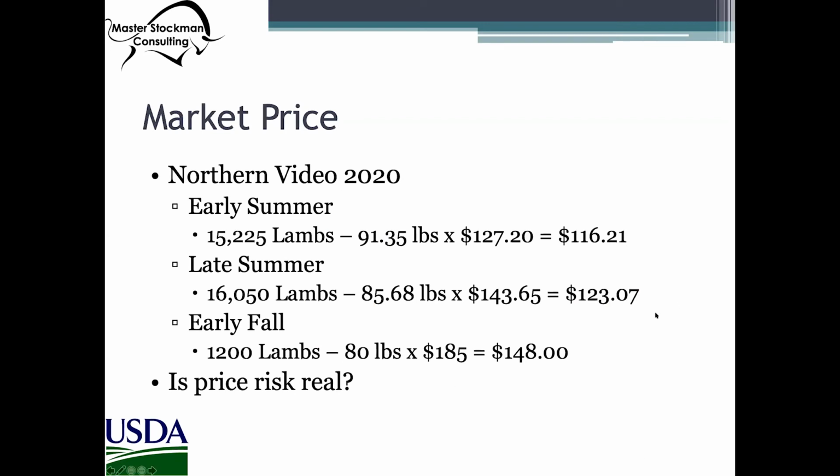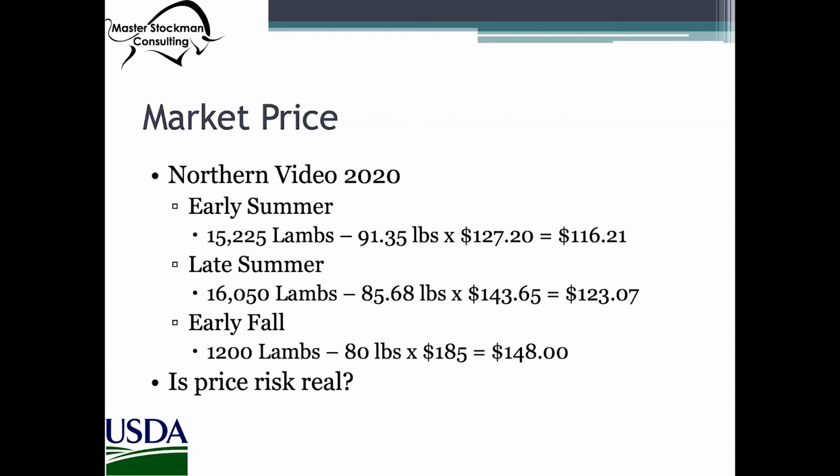All right. So the next one I wanted to talk about in terms of risk is market price. And if we look at Northern Video this year in 2020, that early summer sale, there were 15,225 lambs that sold. They averaged just over 91 pounds. And the weighted average price ended up at $127.20. So that's a value of $116.21 per lamb. The later summer sale, the next sale, which happened a month or two later, 16,000 lambs sold. They averaged 85.68 pounds at $143.65 as a weighted average price. So the value for those lambs was $123.07.